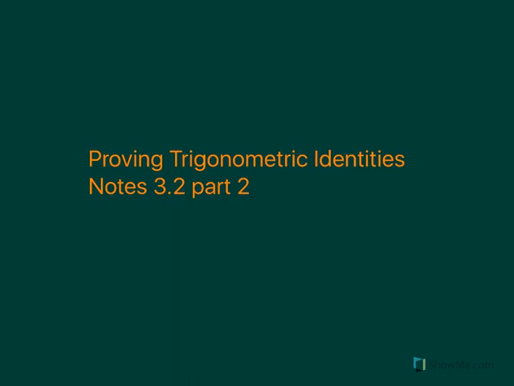Good afternoon, everybody. Here's part 2 of your notes for section 3.2, and it's going to be a few more examples on proving trigonometric identities to be true. So the big idea for proving is that you want to make the one side, the left or the right side, equal to the other side.